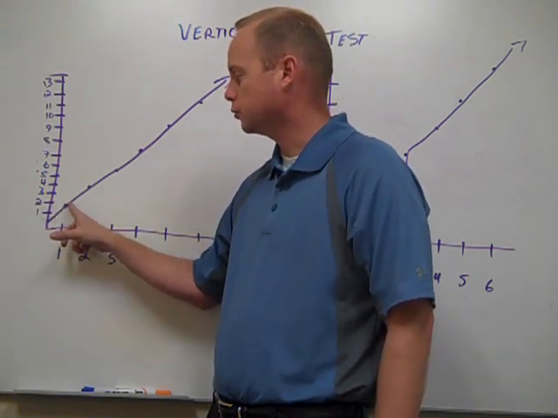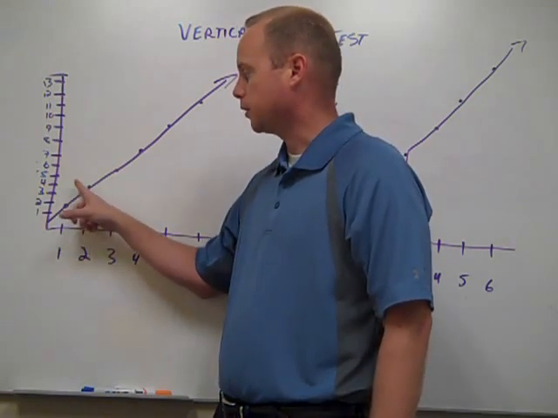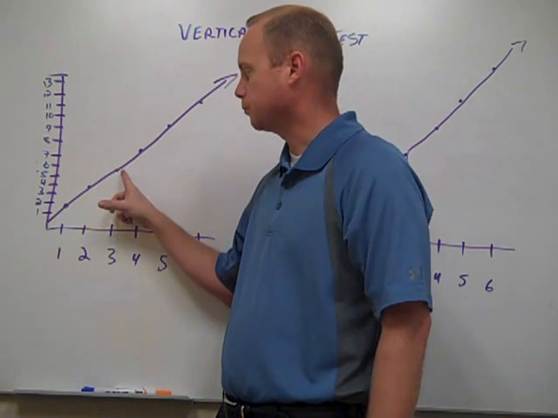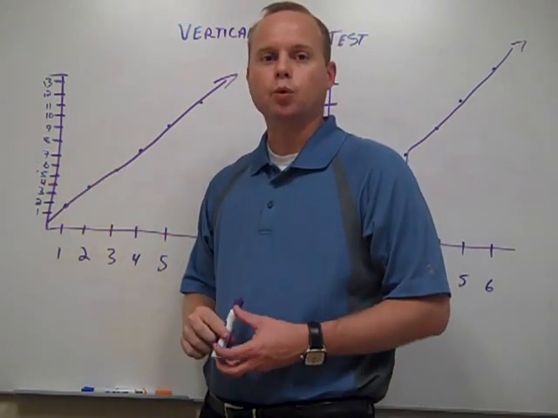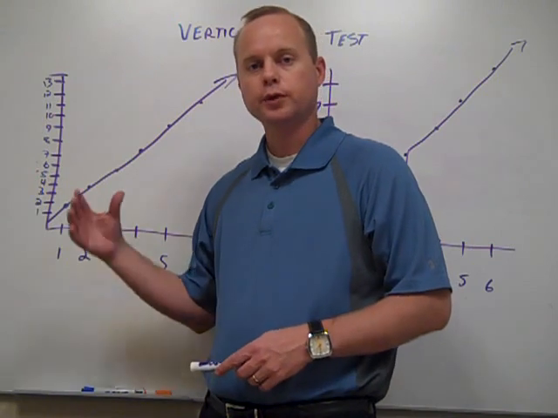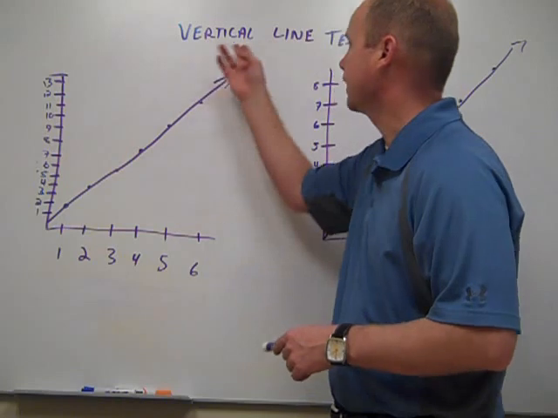Now on this one, for instance, our input is 1, our output is 2. There's only one output there. Our input of 2 has an output of 4. Our input of 3 has an output of 6. So for every one input, there's exactly one output. So we know that this one's a function. Well, there's another way that we can tell if it's a function. It's called the vertical line test.